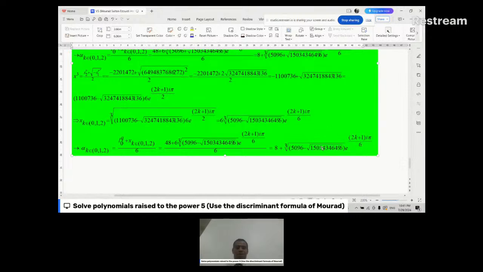So you see here we entered the second level, to solve a polynomial to the power 5 by extending it to 6. We can extend this to 7 and get the same answer, to 8. But as you apply this, you should think deeply how polynomials work, how roots work, and not how Mourad works.